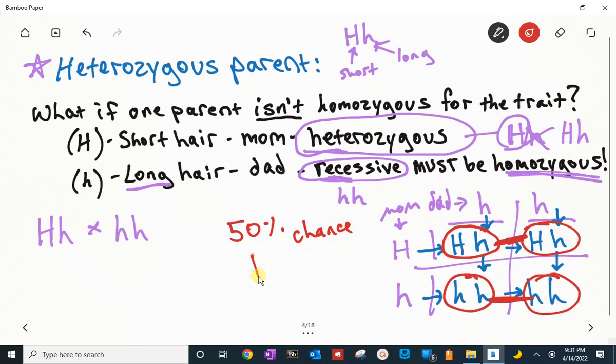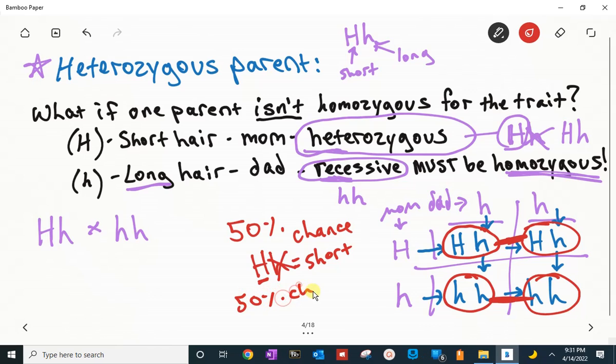that the child could turn out with one capital H and one lowercase h, and that would mean that they're heterozygous for short hair, because remember, this dominant H will cancel out the recessive H. Or there's also a 50% chance that the child could have two lowercase h's for long hair. So two alleles for long hair, the recessive gene, means that they're going to have long hair as their phenotype.